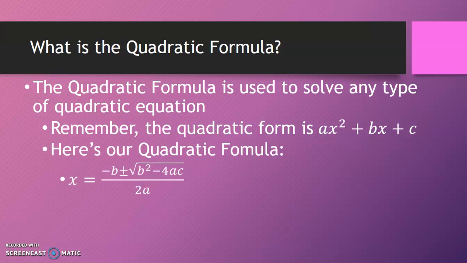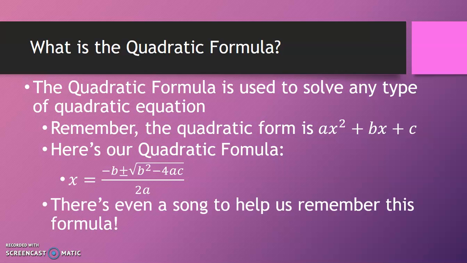X equals opposite of b, or negative b, plus or minus the square root of b squared minus 4ac, all over 2a. The really nice thing about the quadratic formula is that it's able to solve any type of quadratic equation, like I said. Sometimes when we're solving a quadratic equation, we like to use other methods like completing the square or factoring, and if something cannot be solved by using one of those two methods, we can always rely on the quadratic formula to give us our answers.